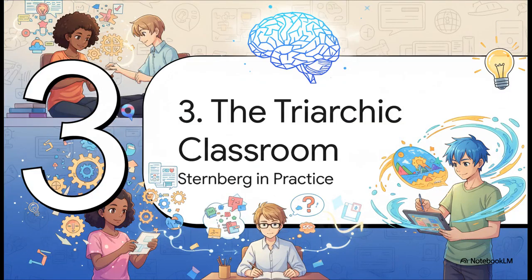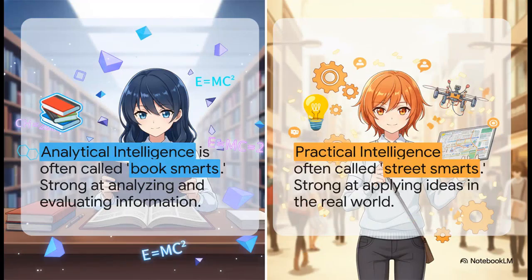Okay, on to section 3, the triarchic classroom. Let's make this real. How can you actually spot these 3 intelligences from Sternberg's theory in your own classroom? Okay, so you've got your analytical intelligence versus your practical intelligence. The analytical kid, they're your classic book smarts. They think in the abstract and they're great at analyzing and evaluating. Then you have the practical student. They're all about street smarts. They think in real-world terms and are amazing at actually applying and using information.